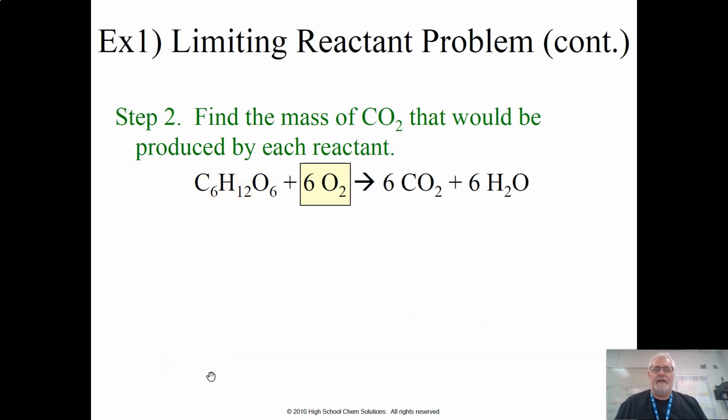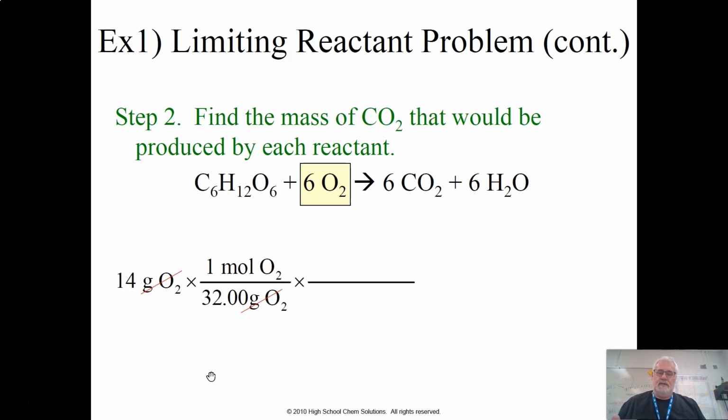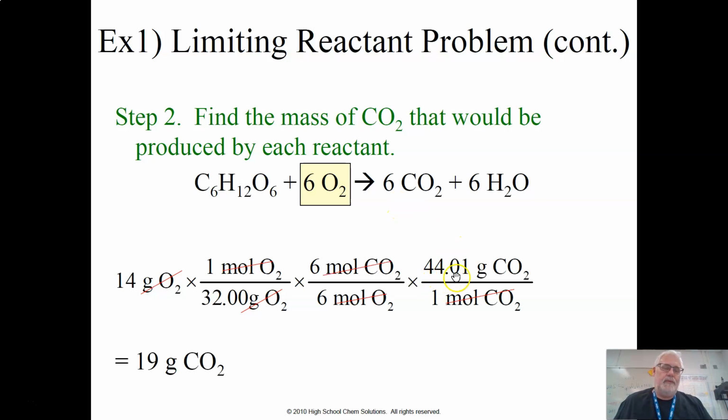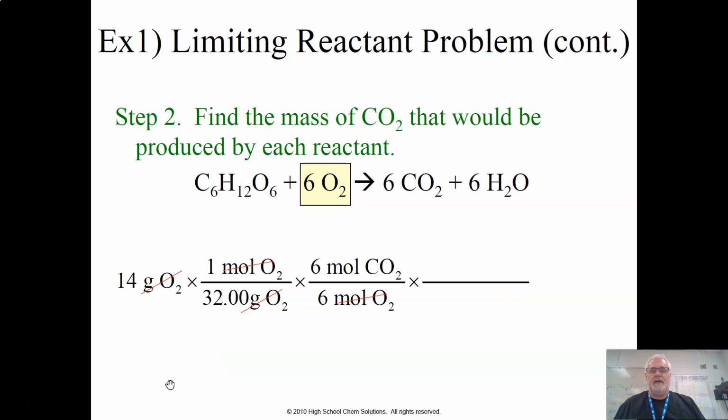We had a given amount of oxygen, and that was 14 grams. Okay? So you're going to do the same thing, grams to moles, and now you get to do the mole to mole conversion. And remember, even if they're both the same number, write them both down. So there's 6 moles of oxygen for 6 moles of CO2. Now the last step is going to be the same on both of these problems, right? 44.01 grams of CO2. And in theory, you could get 19 grams of carbon dioxide if you started with 14 grams of oxygen.